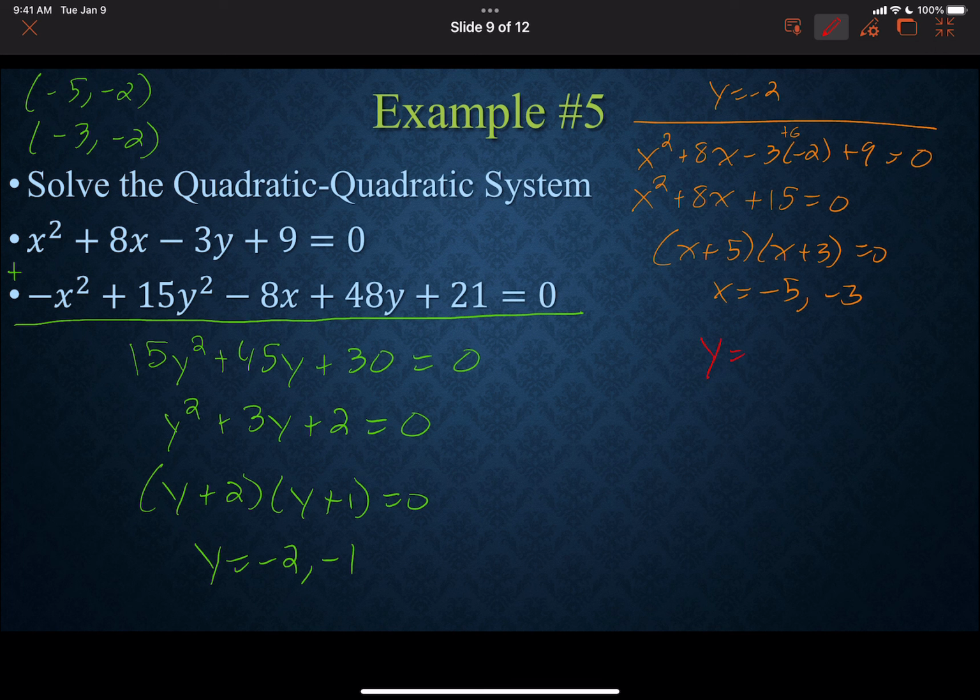The next y value is negative 1. So same equation up top, x squared plus 8x minus 3 times negative 1 plus 9. We're going to get x squared plus 8x plus 12, which factors as x plus 6 and x plus 2. So we get x equals negative 6 and negative 2. So those two answers would yield us negative 6, negative 1, and then negative 2, negative 1. So this is a 4-solution system here.